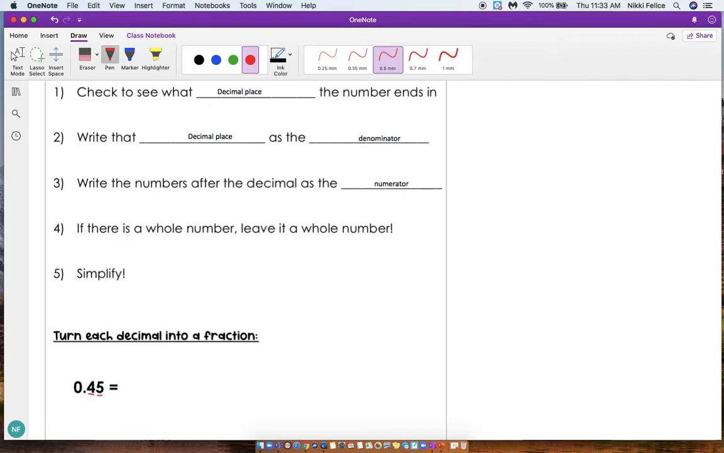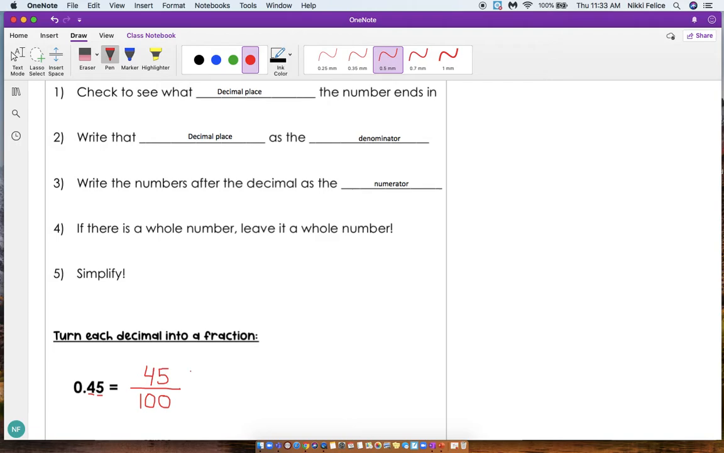So we're going to write that decimal place, the hundredths, as the denominator. So because it ends in the hundredths place, my denominator is 100. And then the numbers after the decimal become my numerator. So 0 and 0.45 becomes 45 over 100. There's no whole number, it's a 0. So now all we have to do is simplify.